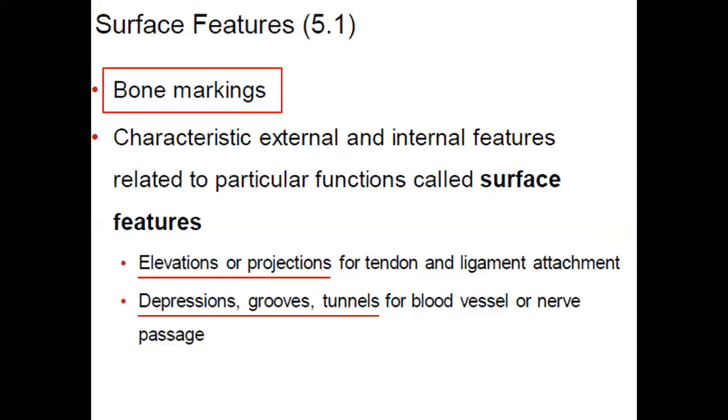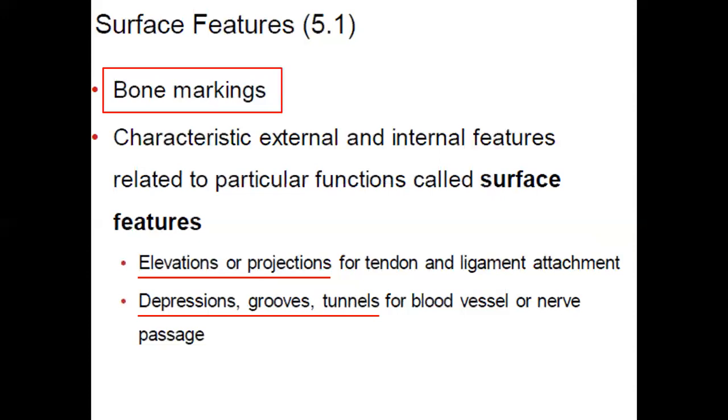Depressions in a bone, or grooves or tunnels through a bone, are usually spaces for a blood vessel or a nerve to pass through. So bone is really dense and tightly packed. For a blood vessel or a nerve to get through a bone, it has to have a passageway. So these passageways are like depressions, grooves, tunnels.